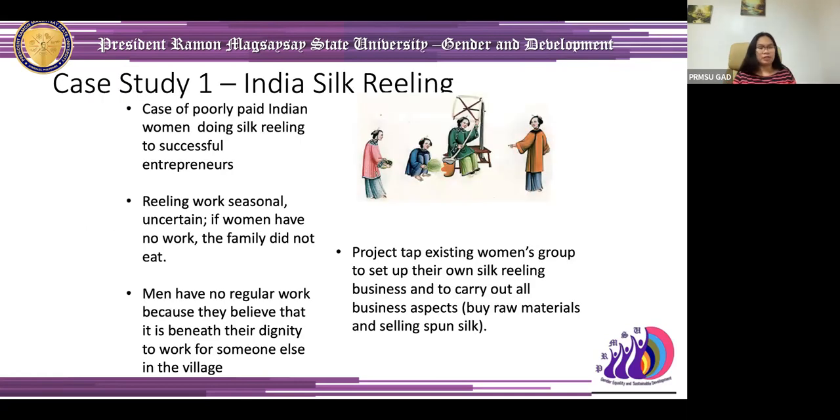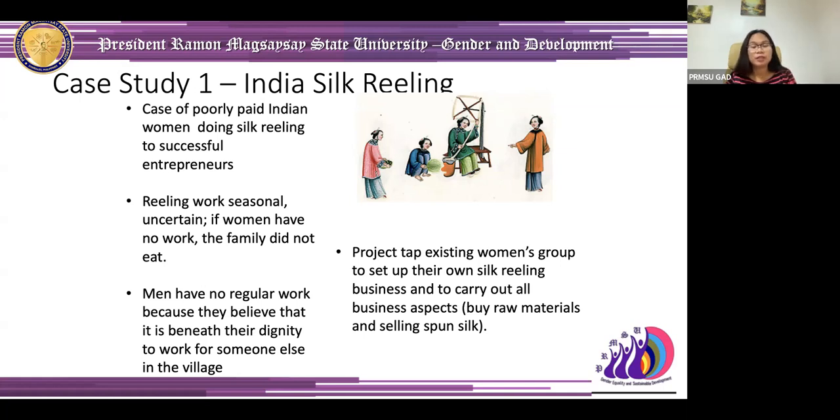Now, i-share ko lang po to. It's an analysis, a case study of India silk reeling. The intention of the program is really good. Okay. This one is a case of poorly paid Indian women doing silk reeling to successful entrepreneurs. So, laborers sila, they are doing the silk reeling and then they are paid for it. Pero they don't own the business. However, reeling work is somehow seasonal and it's uncertain. If women have no work, so pag wala silang trabaho noon, the family won't eat.